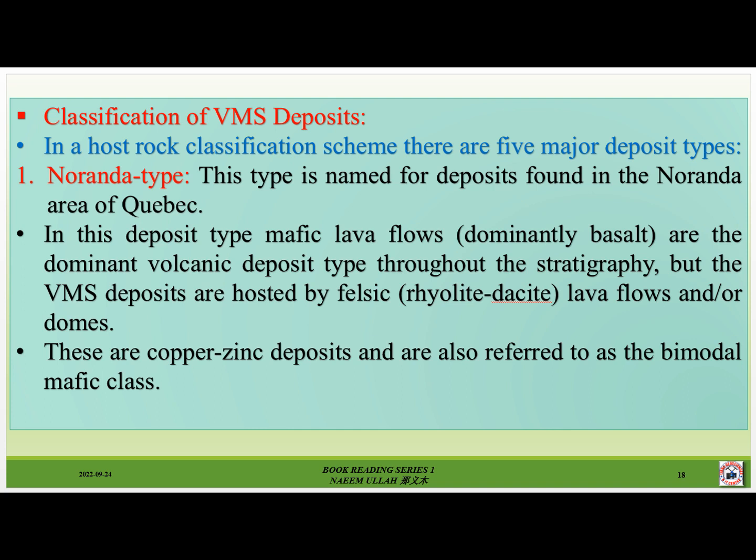In a host rock classification scheme, there are five major deposit types. Number one, Noranda type. This type is named for deposits found in the Noranda area of Quebec. In this deposit type, mafic lava flows, dominantly basalt, are the dominant volcanic deposits throughout the stratigraphy, but the VMS deposits are hosted by felsic rhyolite and dacite lava flows and domes. These are copper-zinc deposits and are also referred to as the bimodal mafic class.